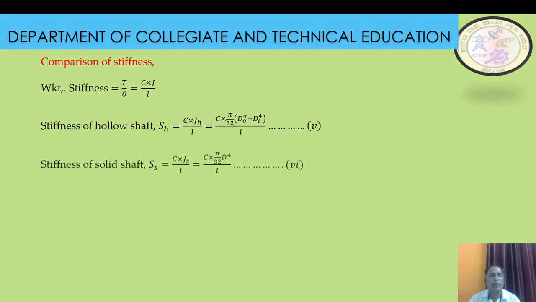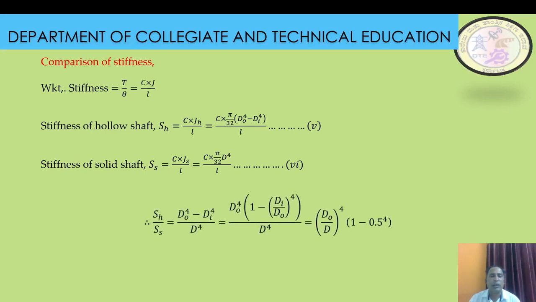And the stiffness of the solid shaft, SS, is C into JS, where JS is the polar moment of inertia of the solid shaft, divided by L. As you know, the polar moment of inertia of the solid shaft is pi by 32 into d raised to 4. So that is C into pi by 32 into d raised to 4 divided by L. Call this equation 6.